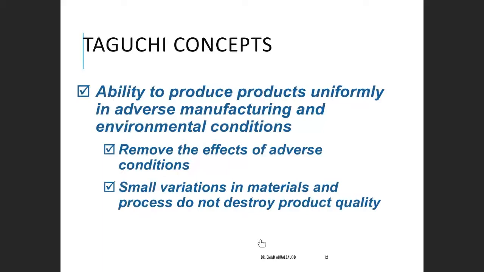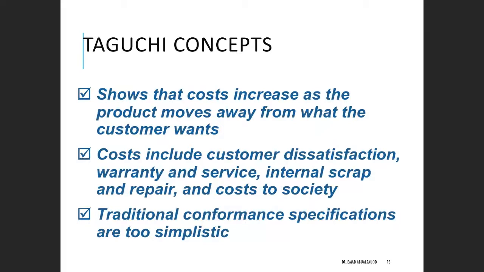His method believes that the ability to produce products uniformly has to be applicable in adverse manufacturing and environment conditions. So wherever the environment is, you are still able to produce uniformly and with minimum variability in your production, and remove the effects of adverse conditions along the way and reduce the causes for variability in your design or your production, all the way in your production processes.